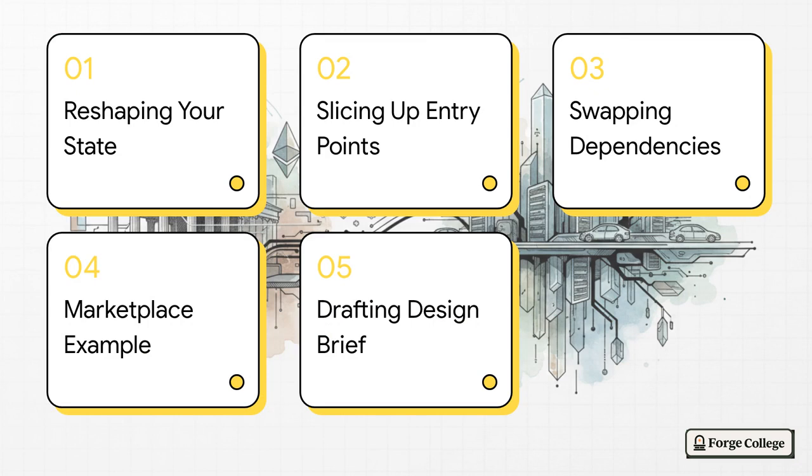We've got our master blueprint index here. First, reshaping your state. Second, slicing up entry points. Third, swapping out dependencies. Fourth, walking through a marketplace example. And finally, drafting your actual design brief.